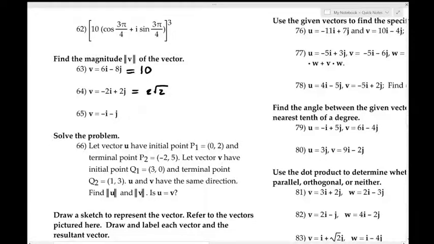And then the magnitude of the vector with both components being negative, negative i minus j, will be the following. Square root of negative 1 squared plus negative 1 squared gives us square root of 1 plus 1, which is 2. And the magnitude then will be the square root of 2.